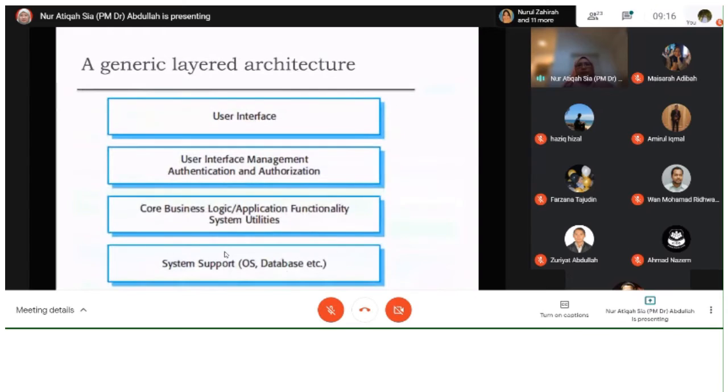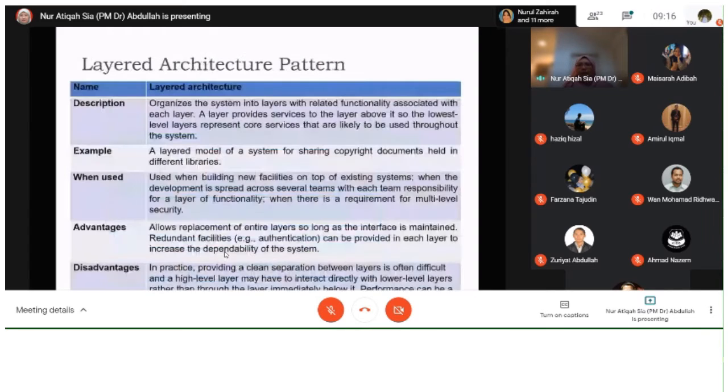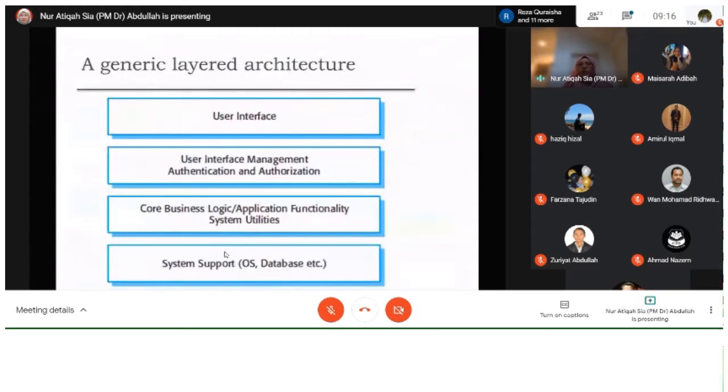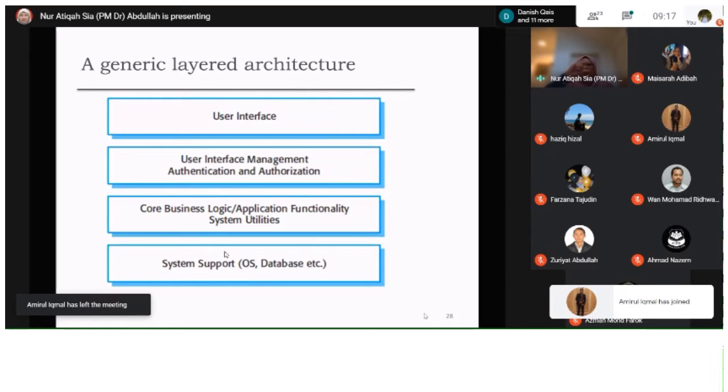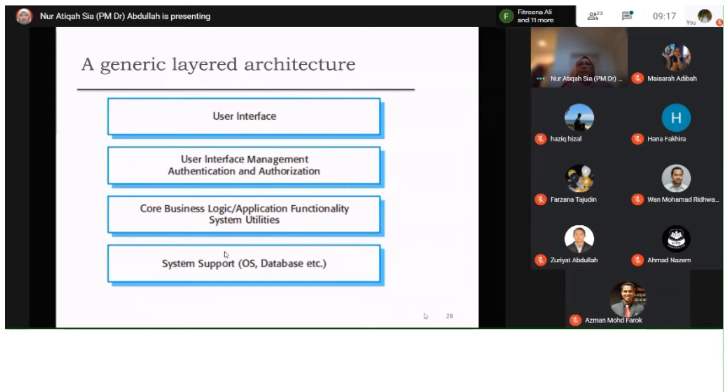Okay, so this is the generic one. Earlier was the pattern in a table. When you talk about layer architecture, in your mind it is like layers. The first layer is the user interface layer. The second layer is user interface management, meaning the user interface will communicate with the user interface management first. Usually this layer includes authentication, authorization and so on. Then it goes to another layer.